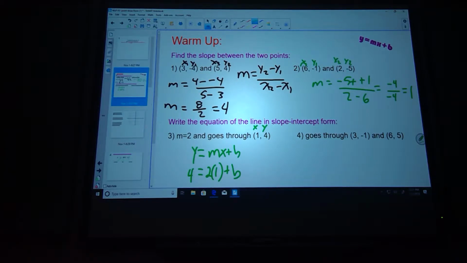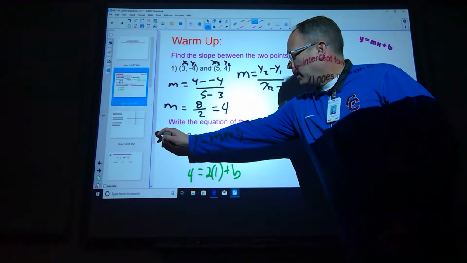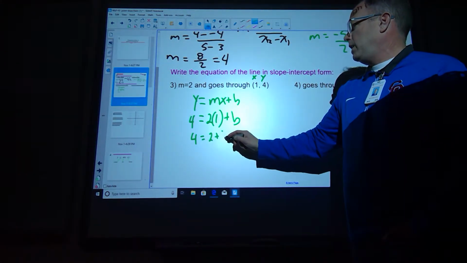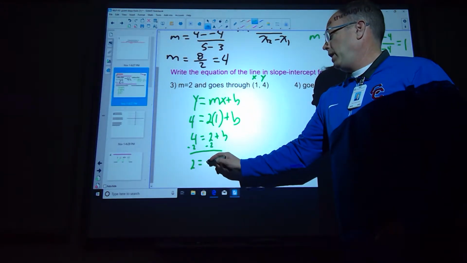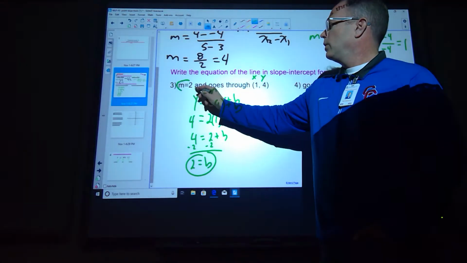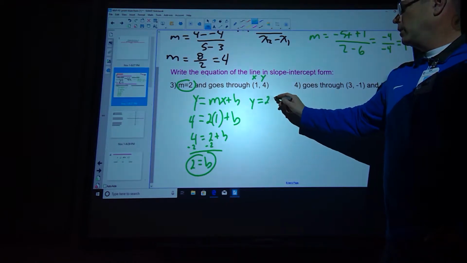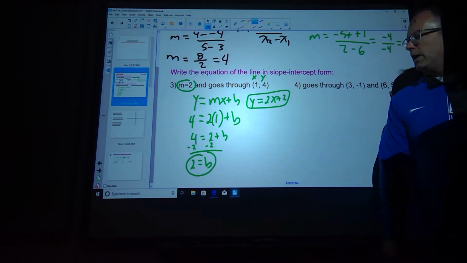B. Good. All right, so that's going to give me 4 is equal to 2 plus b, subtract 2. So 2 is equal to b. So then I want the equation. Well, I already know the slope. Now I found b, so I'm going to plug back into y equals mx plus b. Y equals 2x plus 2.